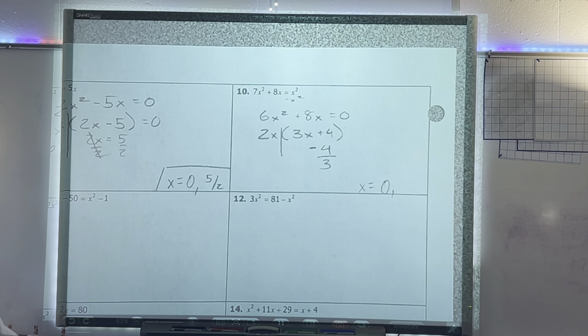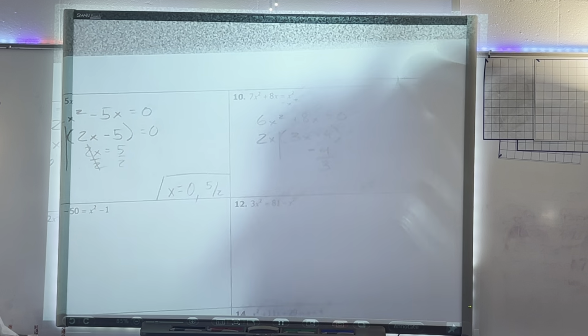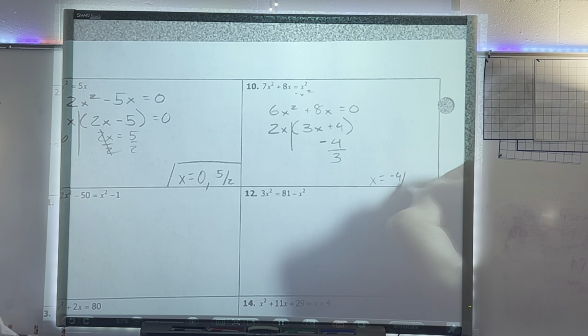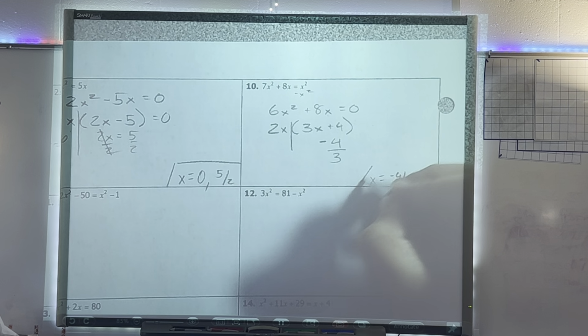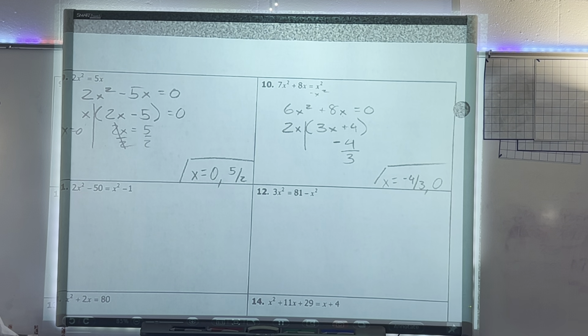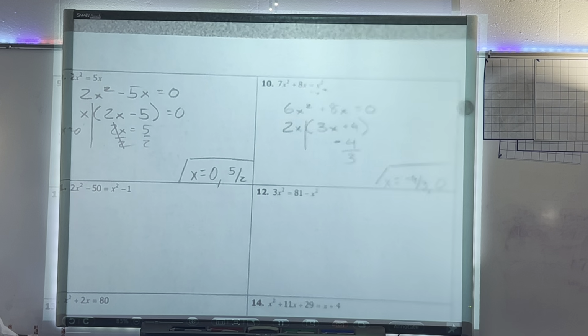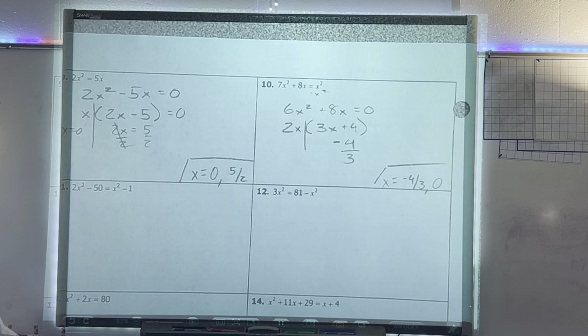Oh, I should have written my negative 4 thirds first. Negative 4 over 3 and 0. Because technically they should be written that way. Any questions there? All good?